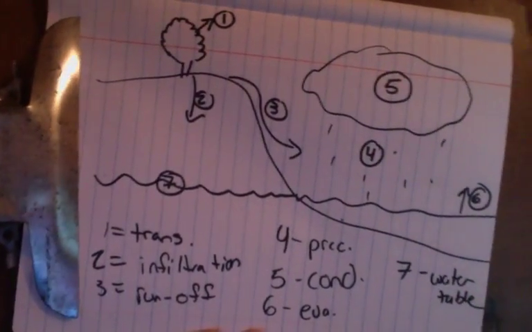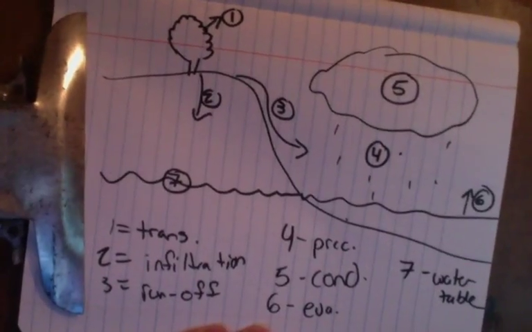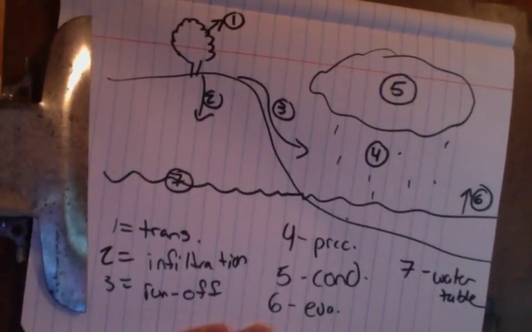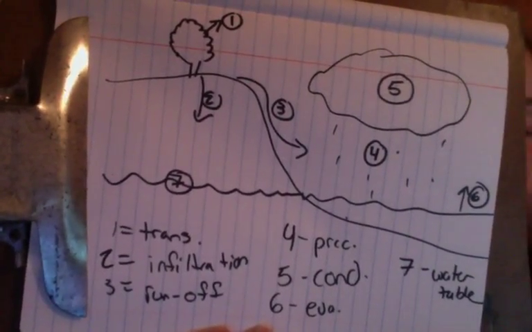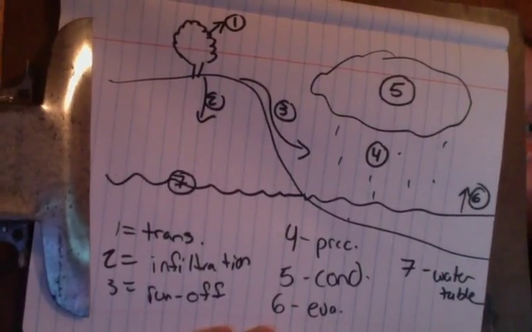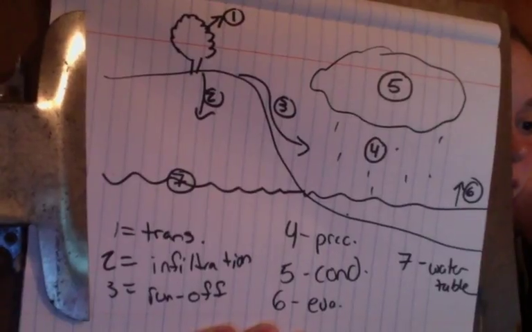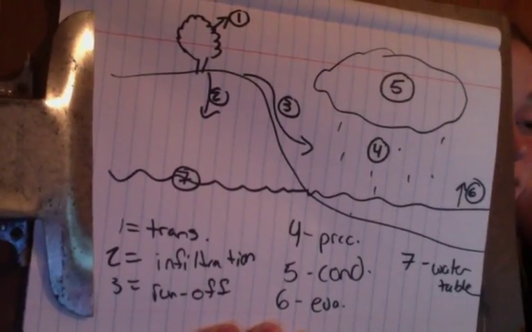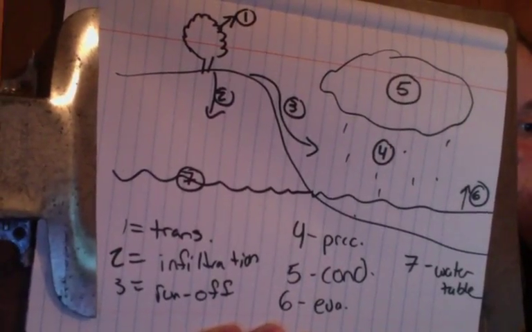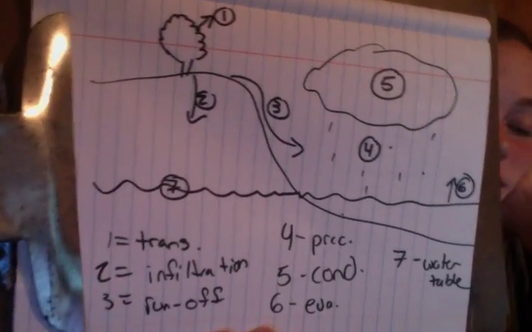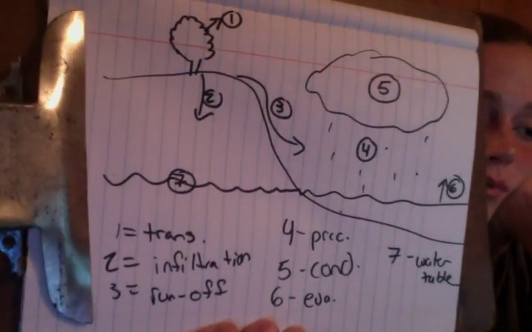So again, 1 is transpiration. 2, it's going into the ground, is infiltration. 3 is runoff. Just think of your water droplet stories. 4, the rain is falling. That's precipitation. 5 is my cloud. There's condensation. 6 is coming up from the water, evaporation. 7 is this level of water in the ground, the water table.